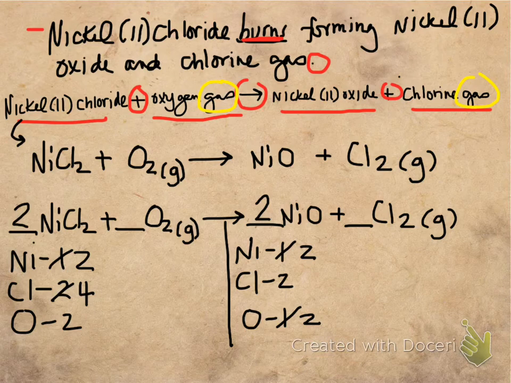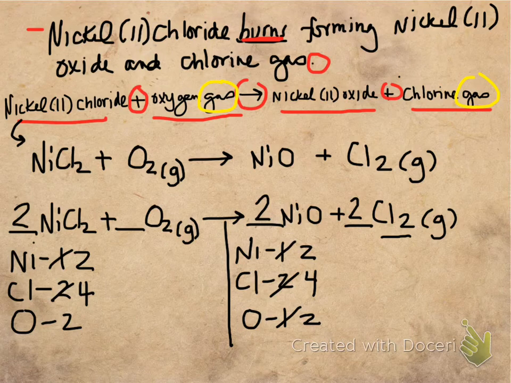Okay, so now the only thing left unbalanced is my chlorine. Well, chlorine is all by itself, which makes it easy because we can change the coefficient on chlorine without having anything else shift. And sure enough, if I put a coefficient 2 in front of my chlorine, I now have 4 chlorine atoms, and everything is balanced.